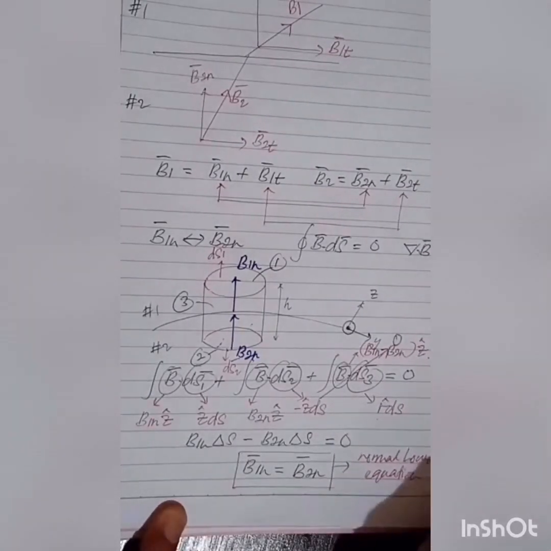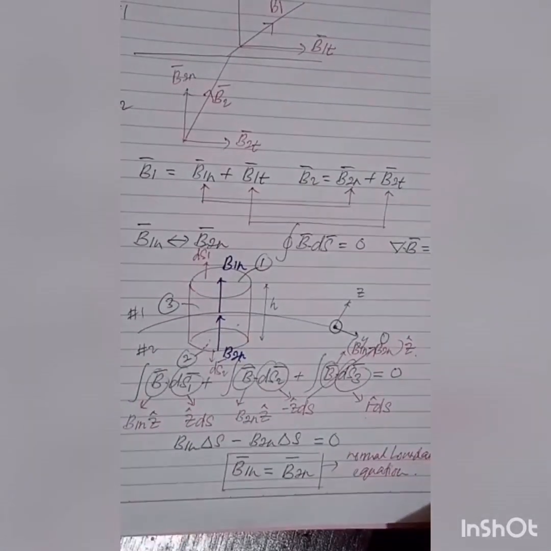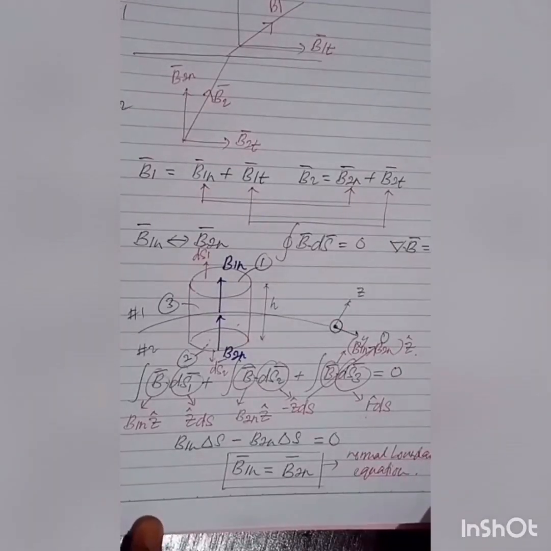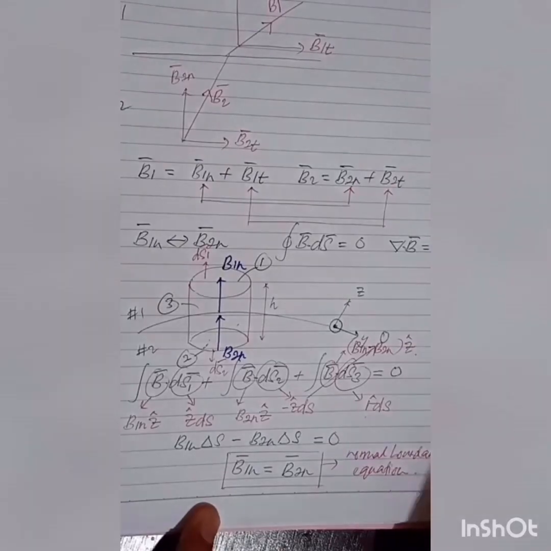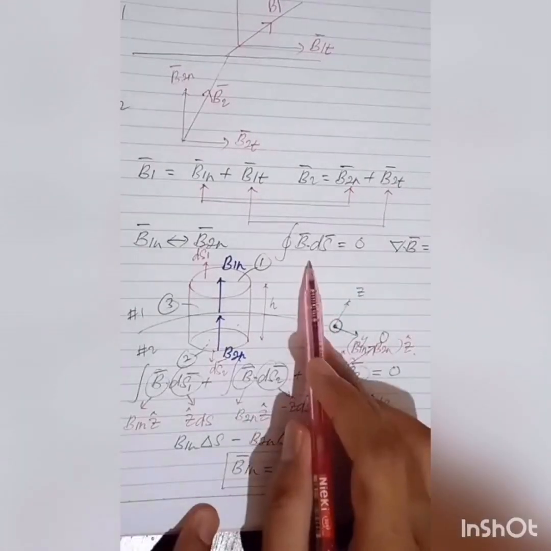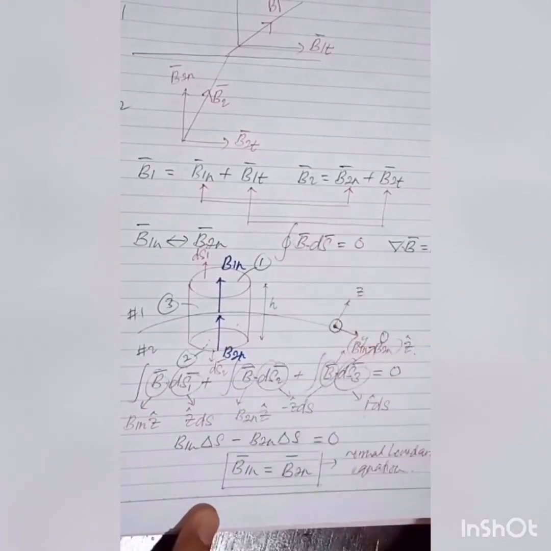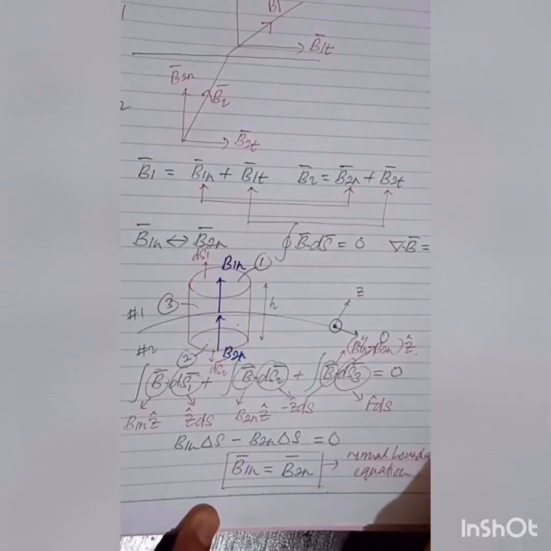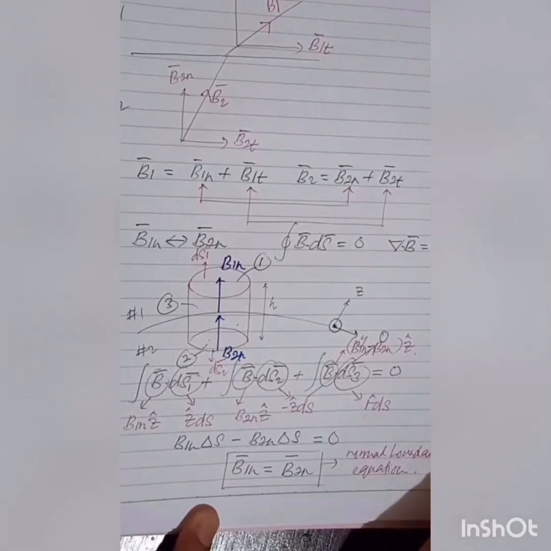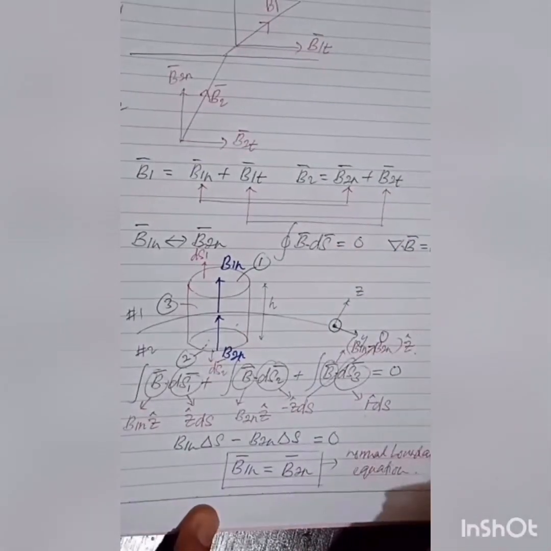Right guys, okay, so that's the first part of derivations. I have shown you how we can derive the normal boundary equation from our fourth Maxwell equation in terms of integral. Now we are going to proceed the derivations to find the tangential component equations. Okay guys, so let's proceed.